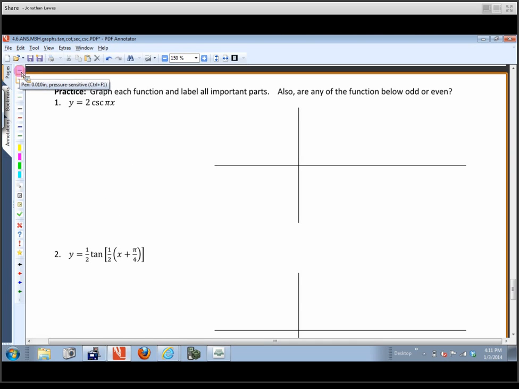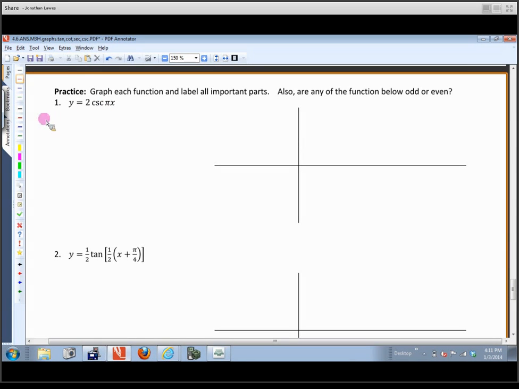And, you know, these do take some practice. So you've got to be really careful about these. And it also says, are any of these below odd or even? And we're going to take a look and we'll figure that out. So let's take a look at this one right here. So this is 2 times the cosecant of pi x.